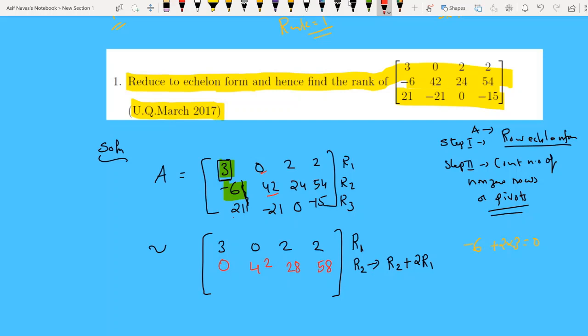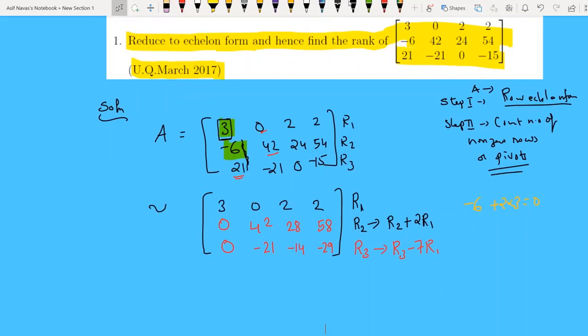Now we want to make this element 0. So for R3, what is the row operation? R3 equals R3 minus 7R1. So this will become 0. Here minus 21, here minus 14, and here minus 29. Right? Okay.